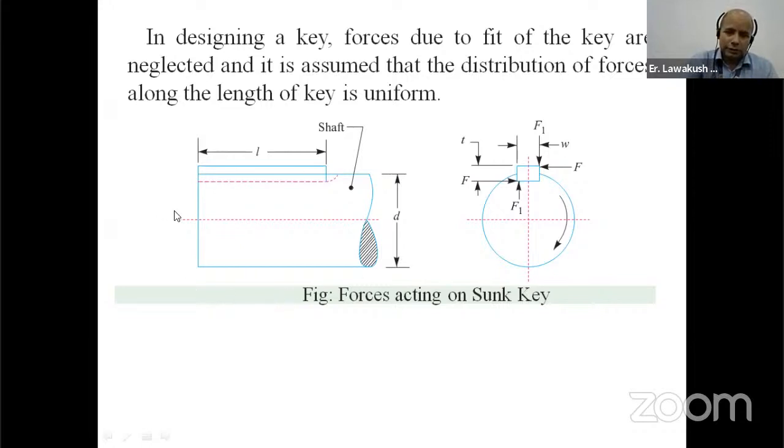This one is the shaft having diameter small d, and this dotted portion has some curve at this end. This is the keyway. I will discuss further about what a keyway is. And in this keyway, a key having length small l is inserted here. This diagram is showing the arrangement of shaft and key in the side view form.